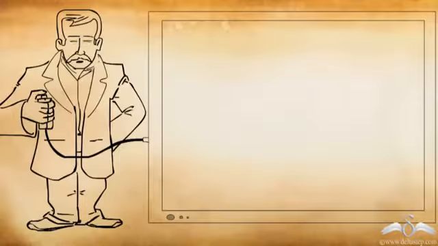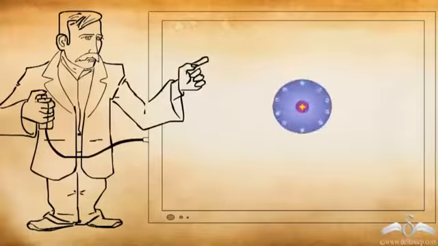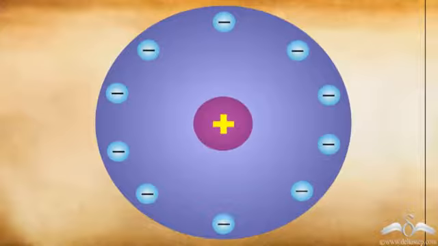Ernest Rutherford had given his structure of atom, known as the Rutherford's model of atom, in which he explained that most of the space in an atom is empty, the entire mass and the positive charge is concentrated in the center of the atom, known as nucleus, and the electrons revolve around the nucleus in this empty space.